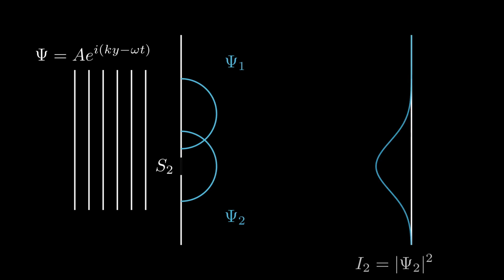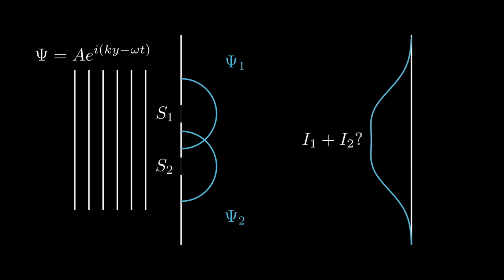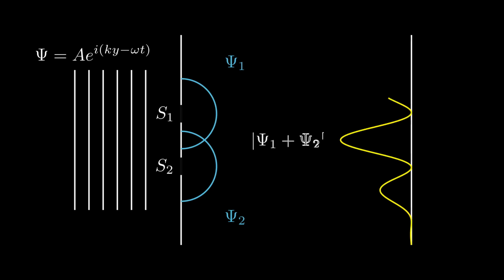If we now uncover both slits and send a wave through both slits simultaneously, what happens? Well, a natural conclusion might be that the two intensities should add up, so the resulting pattern is something like psi1 squared plus psi2 squared. However, this is actually not the case. Rather, we instead compute the intensity based on the combined wave psi1 plus psi2, meaning that the intensity actually follows the distribution psi1 plus psi2 whole squared.